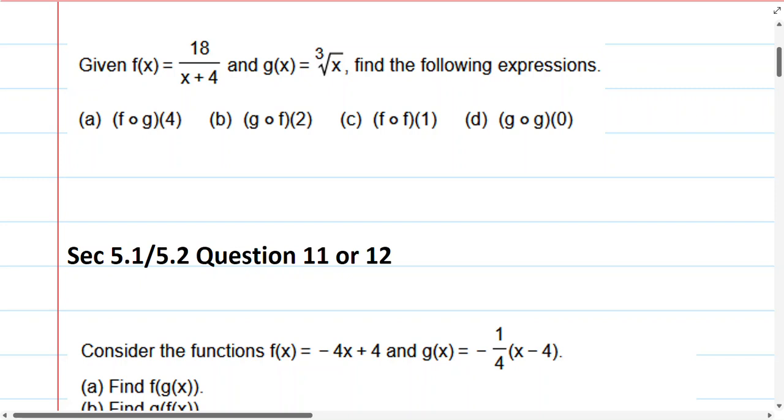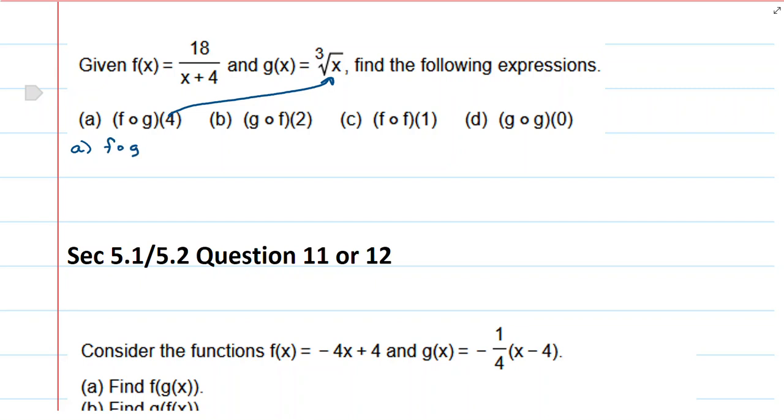So we have given here that f of x is 18 over x plus 4, and g of x is 3 square roots of x. We want f of g at 4. So the 4 goes into the g, right? And then from that point, we go further on. On part A, I have g of 4 inserted as an input for f.